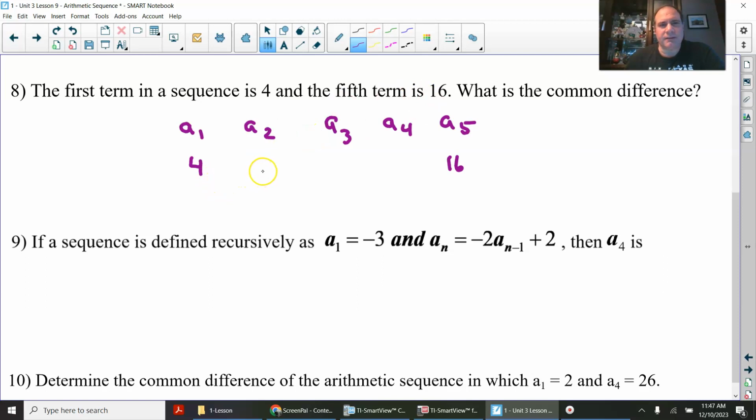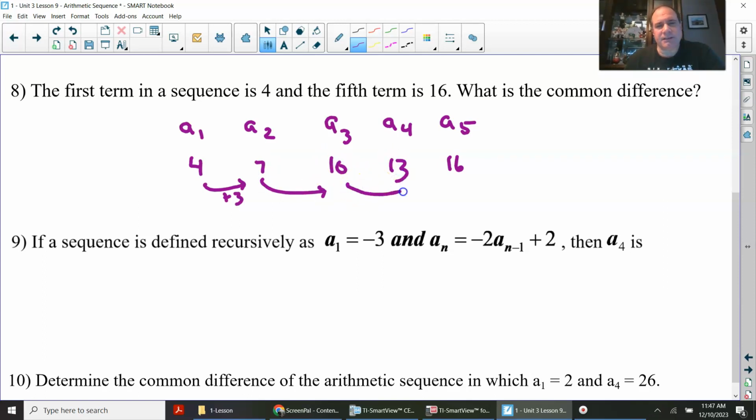So I'm going to go with 3, let's say. I was thinking about 2, but I'm going to go with 3. So if this was plus 3, this would be 7. If this was plus 3, this would be 10, and then 13, and then it would continue plus 3, plus 3. So the common difference you could figure out by just use of 2 numbers and the pattern. The common difference is 3.